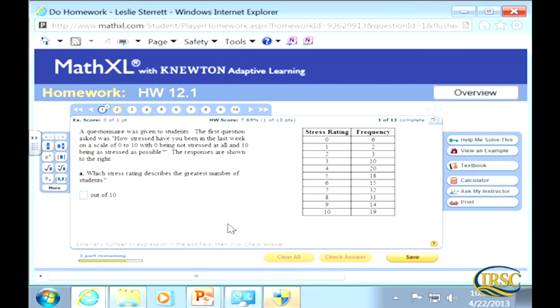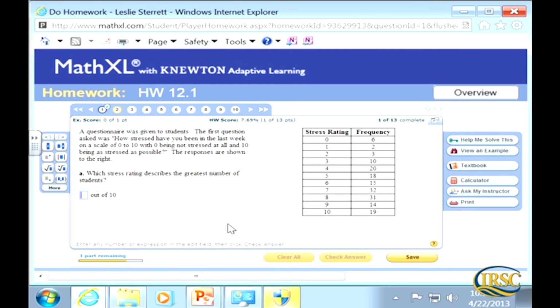A questionnaire was given to students. The first question asked, how stressed have you been in the last week on a scale of 0 to 10, with 0 being not stressed at all and 10 being as stressed as possible? The responses are shown to the right. So the first column is the category. It's the class, the stress rating that they gave.